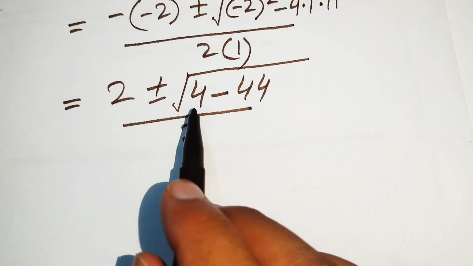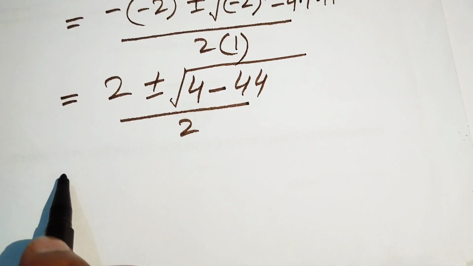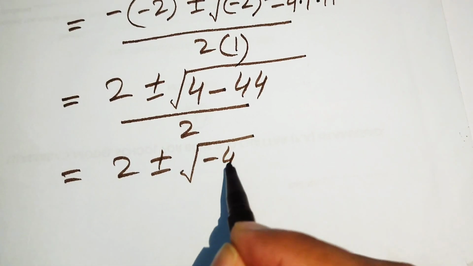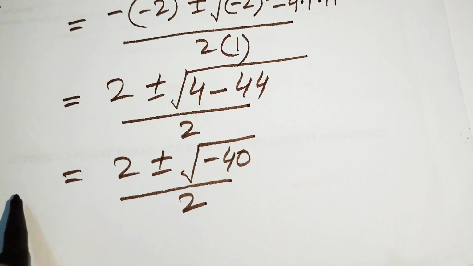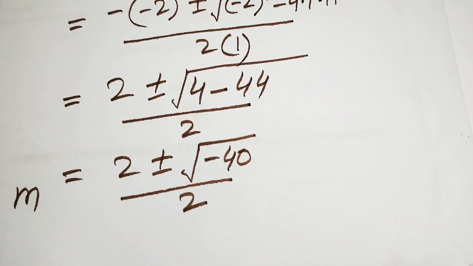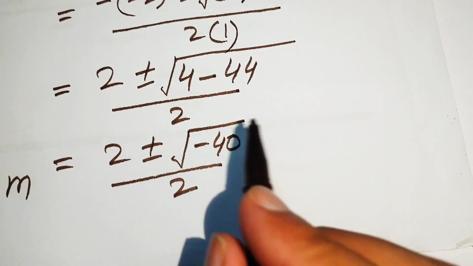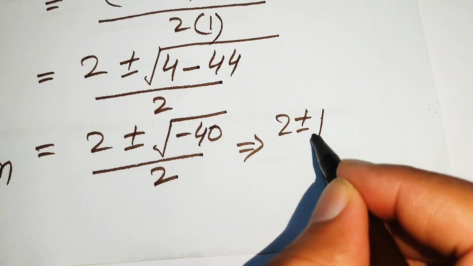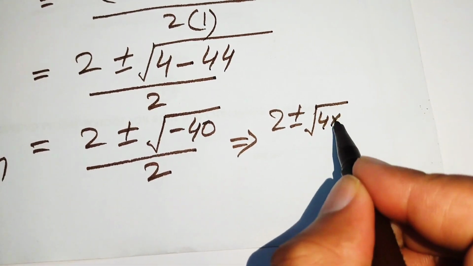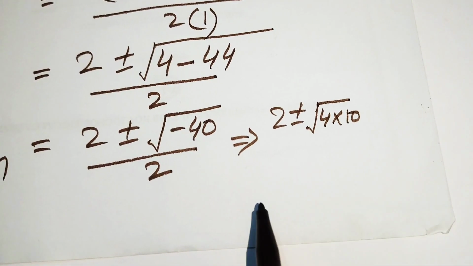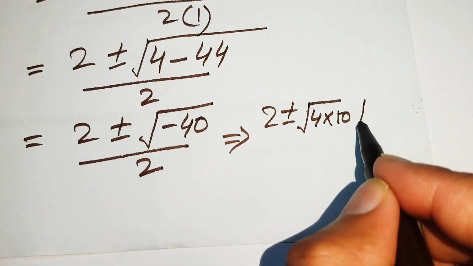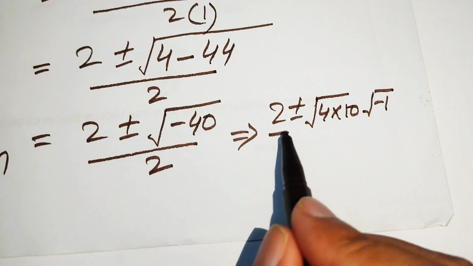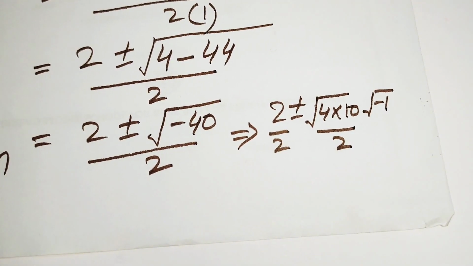And now in the next step, we subtract this 4 by minus 44. It will be written as 2 plus minus square root of minus 40 divided by 2. Now we focus on just this radical term, and we rewrite the square root of minus 40 as 2 plus minus. We write this 40 as 4 times 10. We know that 4 times 10 is 40, and we separate the square root of minus 1, and we just break this fraction and write these two separately on both of these terms.